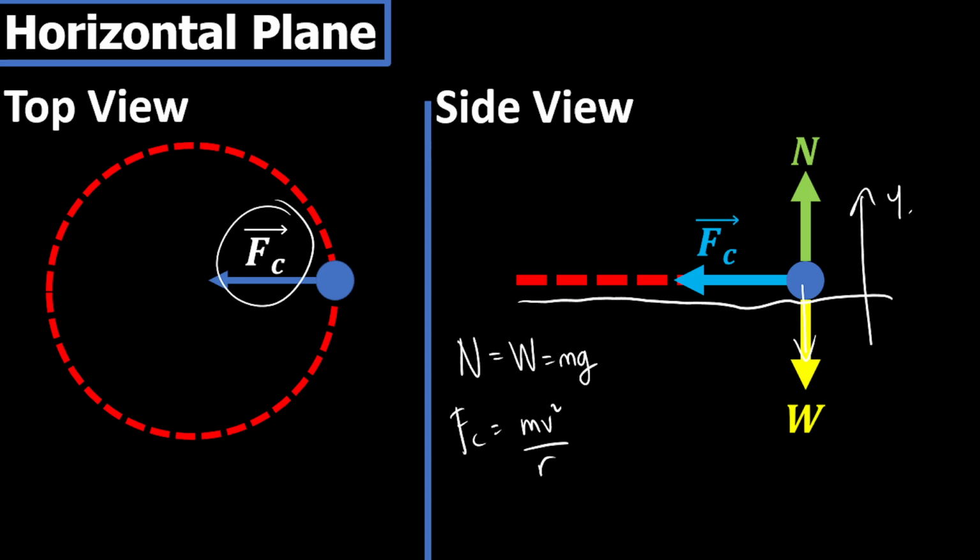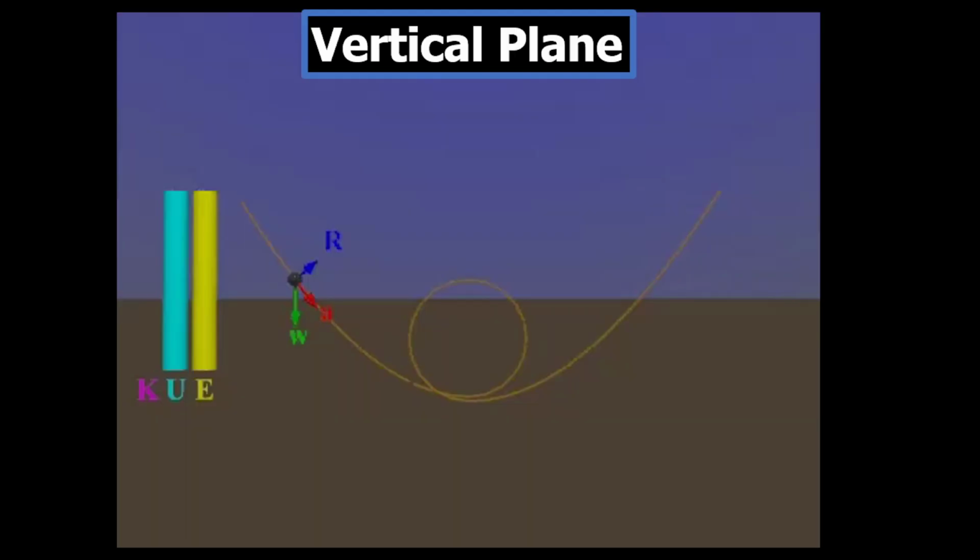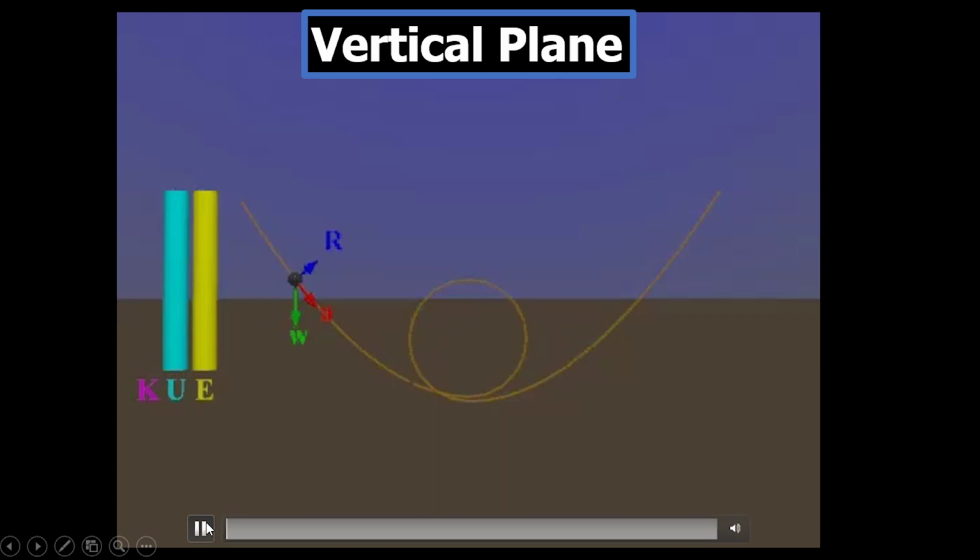Okay, so let's look at the second case. The second case is where you have the vertical plane. Here's a great example, which is the loop-de-loop. I call it the loop-de-loop. So let's look at what happens. It goes down, comes up, and then falls back down.